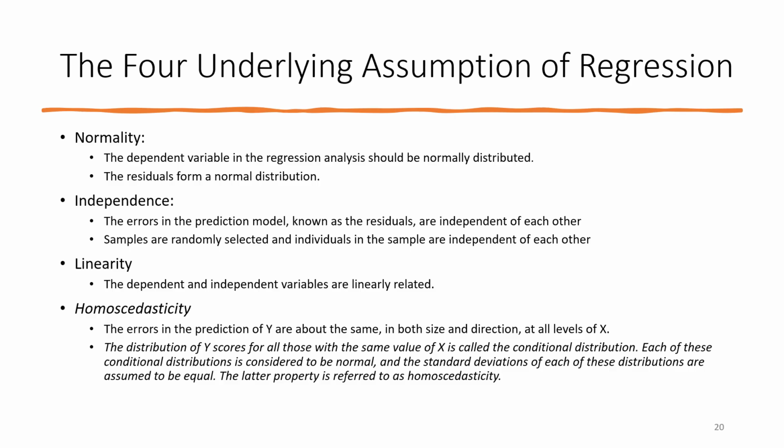Fourth is homoscedasticity. This assumption requires that the distribution of prediction errors is about the same in both size and direction at all levels of X. More information will be provided about how to verify it when you learn multiple regression.